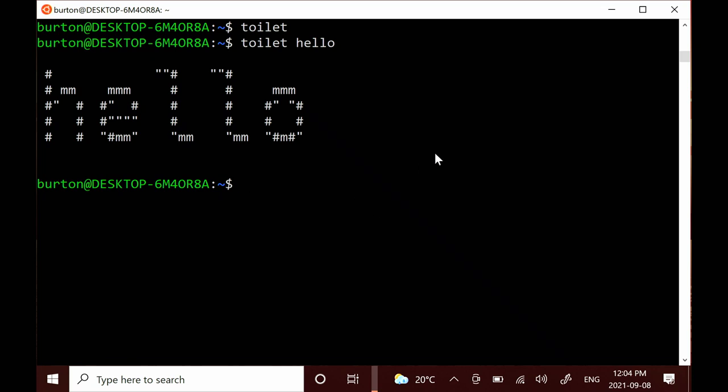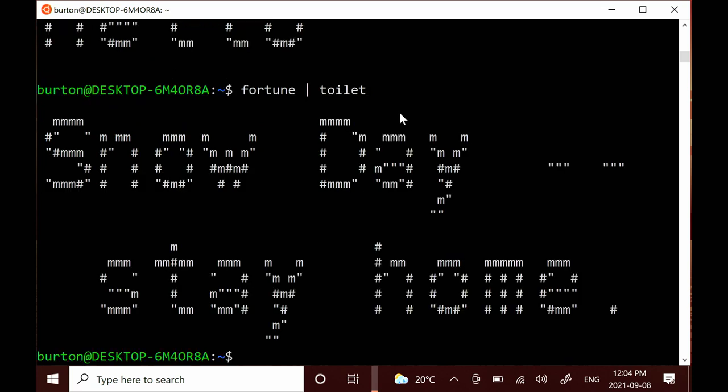So this basically prints out whatever you tell it to using some sort of large font made up of individual characters. And just like the cow, you can pipe the output from some program into Toilette. So I can take the output from Fortune and send it to Toilette. And there you go. Snow day, stay home.